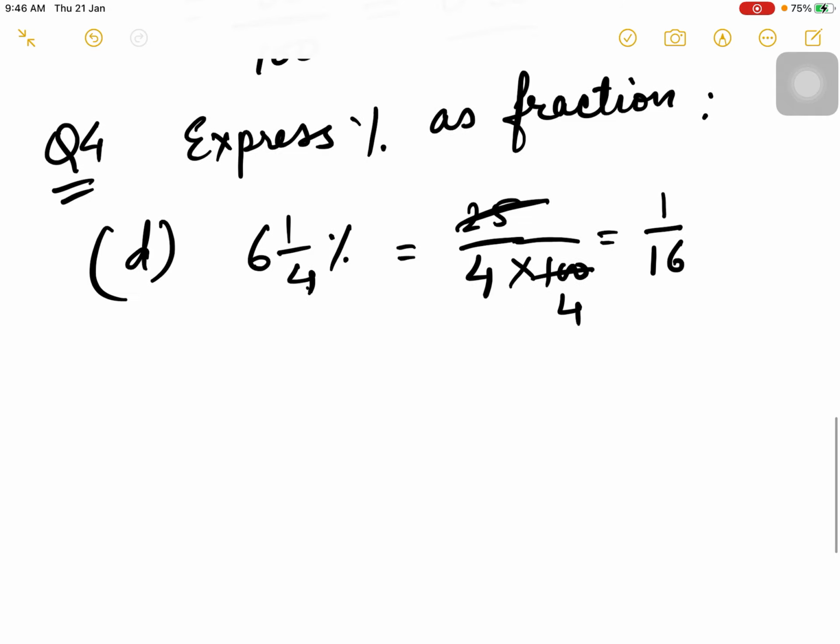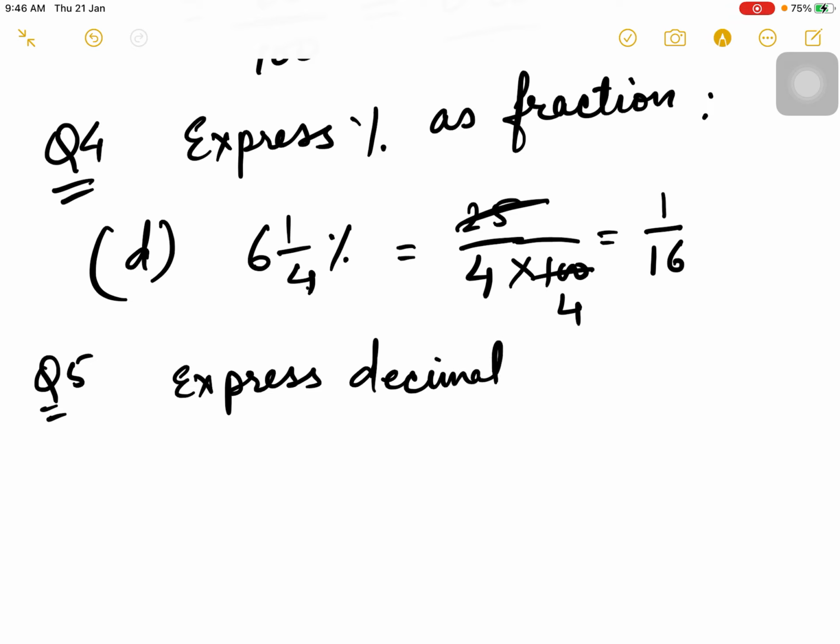Now question number 5, express the following decimal as percent. Okay, so I'm going to solve part C.